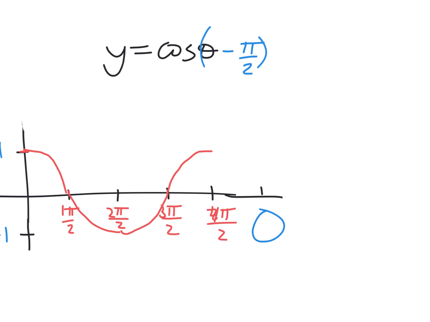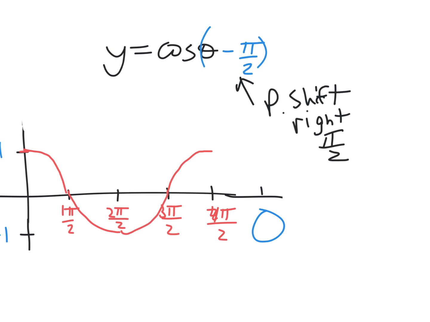Now, is minus, when it's on the inside, right or left? It's right. So this is called a phase shift. And it is directional, so you have to say right. If it had been left, that would have been a plus. Phase shift right, pi over 2.